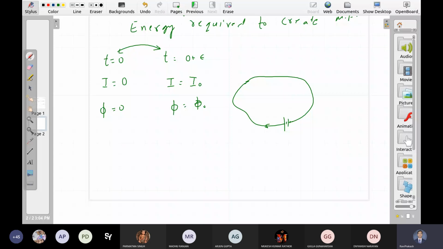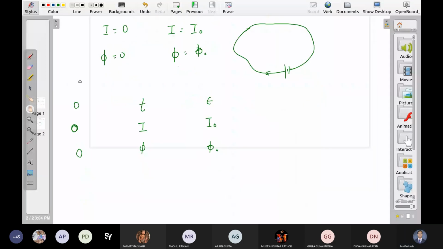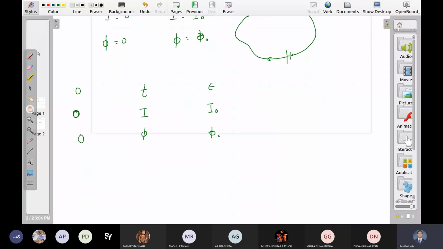So let us say at some time t, the current was I and the flux was phi. This time is obviously between 0 and t naught. At 0, there was no current, there was no flux. At the final time, current is I naught, flux is phi naught. So in this intermediate time, what was the induced EMF in this circuit?